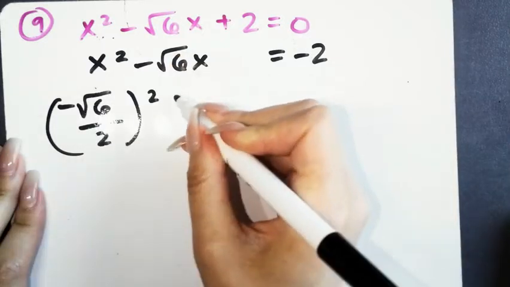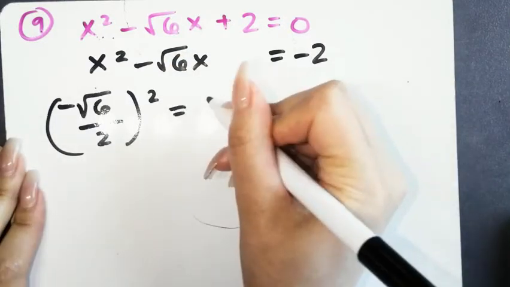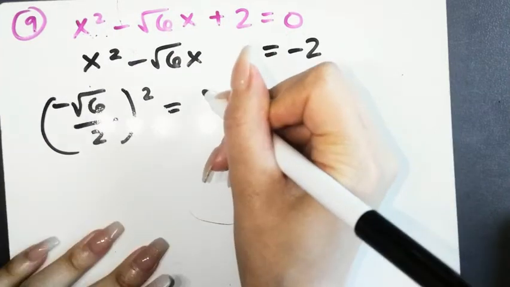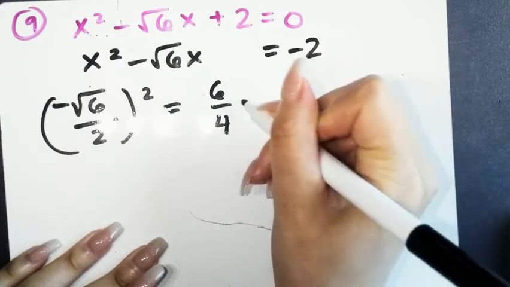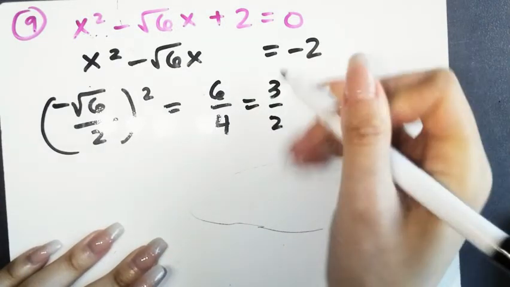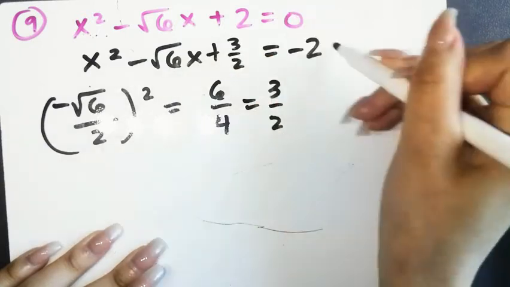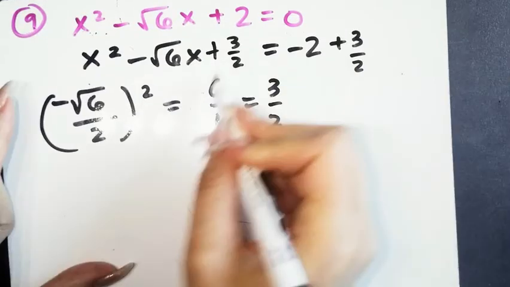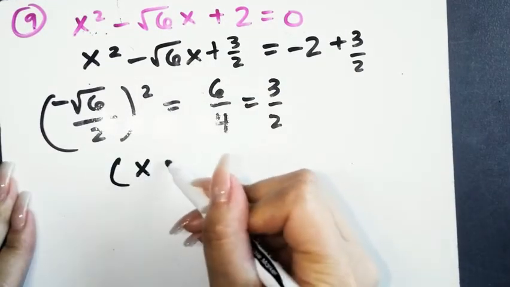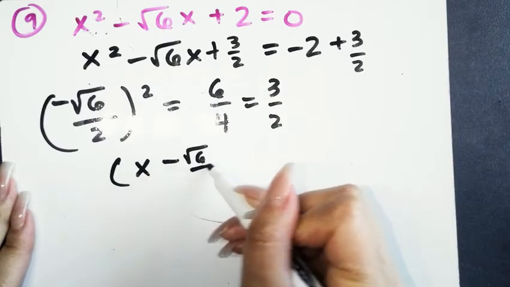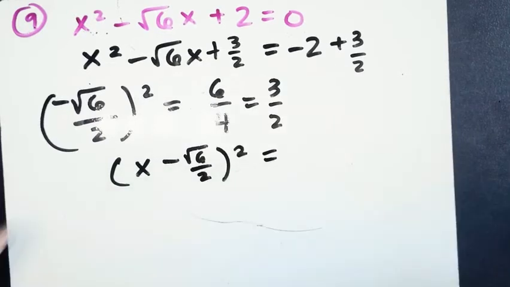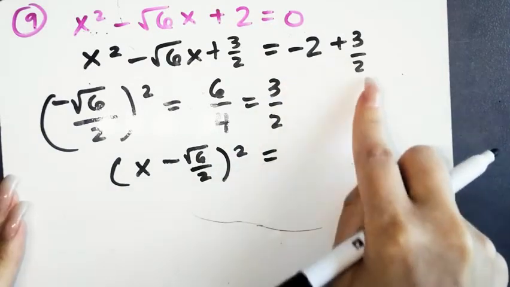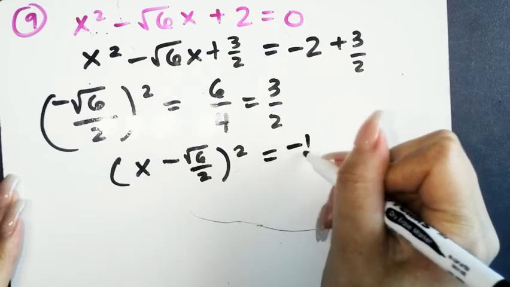So this is going to be equal to negative square root of 6 times square root of 6, which is 6, divided by 4. You know that it's 3 over 2, so you add plus 3 over 2 here, plus 3 over 2 here. Now this is a perfect square, so you know that this is going to be x minus the square root of 6 divided by 2, squared, and this is going to be equal to negative 4 over 2 plus 3 over 2. That's going to be negative 1 over 2.